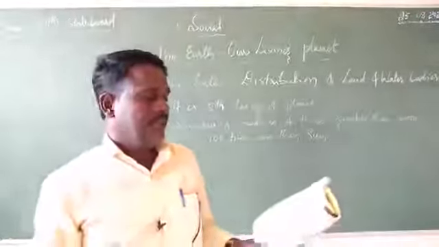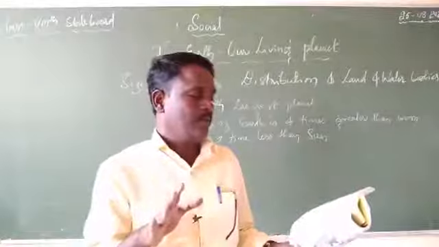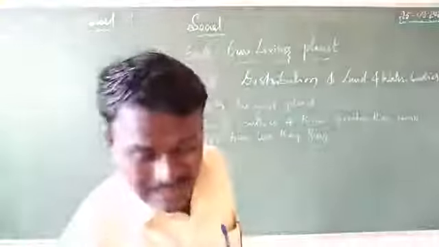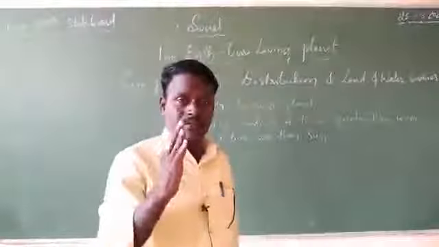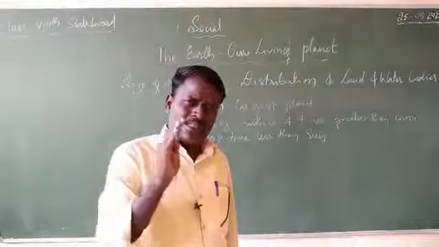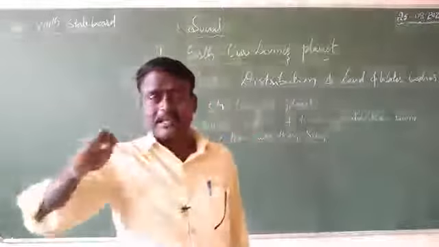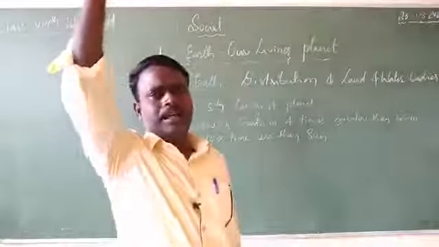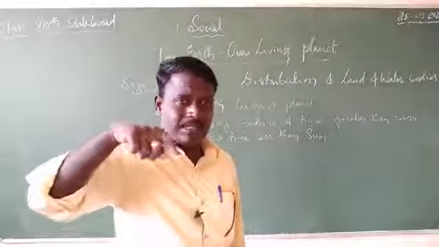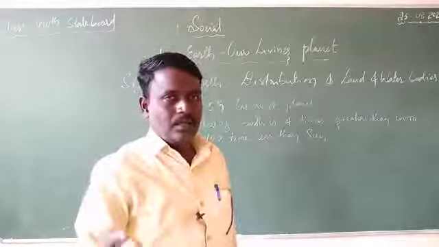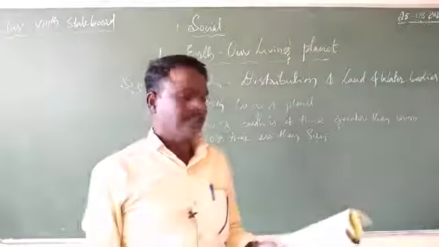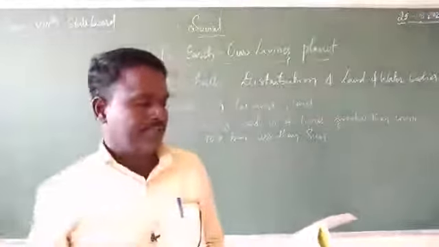And next you see, the earth is flattened at the poles and bulges at the equator. Once you have a glance at the globe, you will understand very clearly. The earth flattens at the poles, the north pole or the south pole, but at the equator, it bulges. So the shape of the earth is not equal. It differs from the poles to the equator.